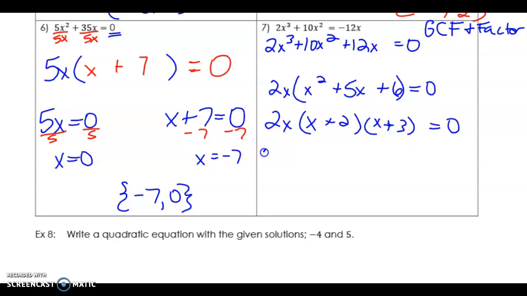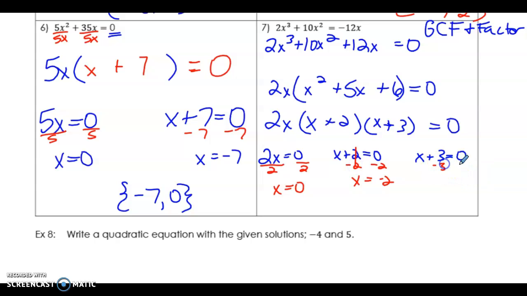So then finally we can set them each equal to 0. So set 2x equal to 0, set x plus 2 equal to 0, and set x plus 3 equal to 0. So divide by 2, we get x equals 0. Subtract 2, x equals negative 2. Subtract 3, x equals negative 3. So if you had one like this on the assignment, I always like to put them in order from least to greatest, but it doesn't matter. Just make sure you put the bracket.